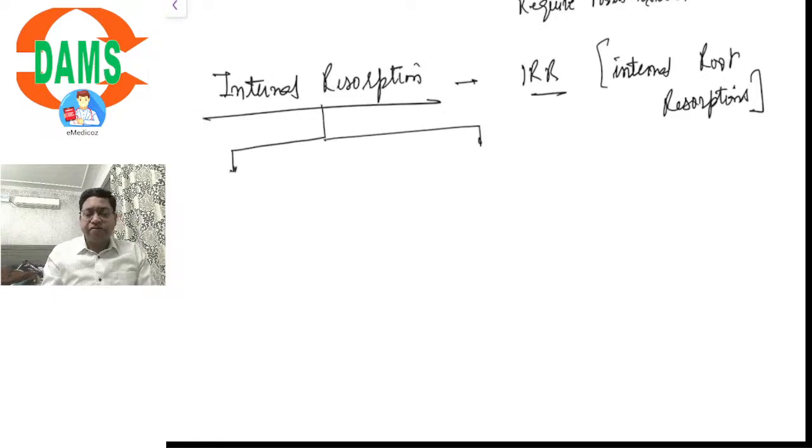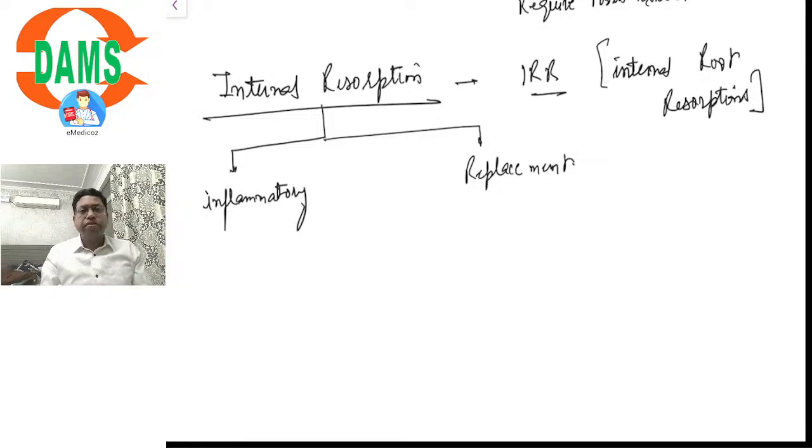This internal resorption is of two types, inflammatory and replacement. And as we have already seen, what is the prerequisite for internal resorption to occur? Damage to the inner non-mineralized predentine layer. You have to remember that the odontoclasts, the tooth resorbing cells, do not attach to the non-mineralized active coverings, that is the predentine and the precementum.